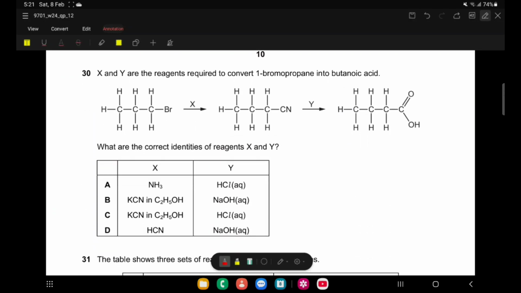Question number 30. X and Y are the reagents required to convert 1-bromopropane into butanoic acid. What are the correct identities of reagent X and Y? From halogenoalkane to nitrile, and from nitrile to acid. So from nitrile to acid, definitely not this. And from halogen to nitrile, definitely not this. So our answer is C.